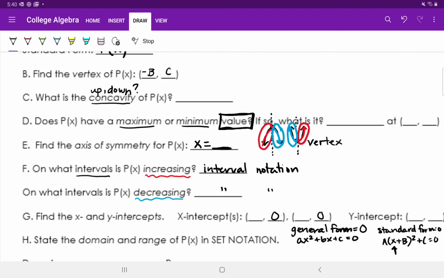And remember, you always get two answers because it's like something plus or minus the square root of blah, blah, blah. So you'll get the plus and the minus versions go here and here.